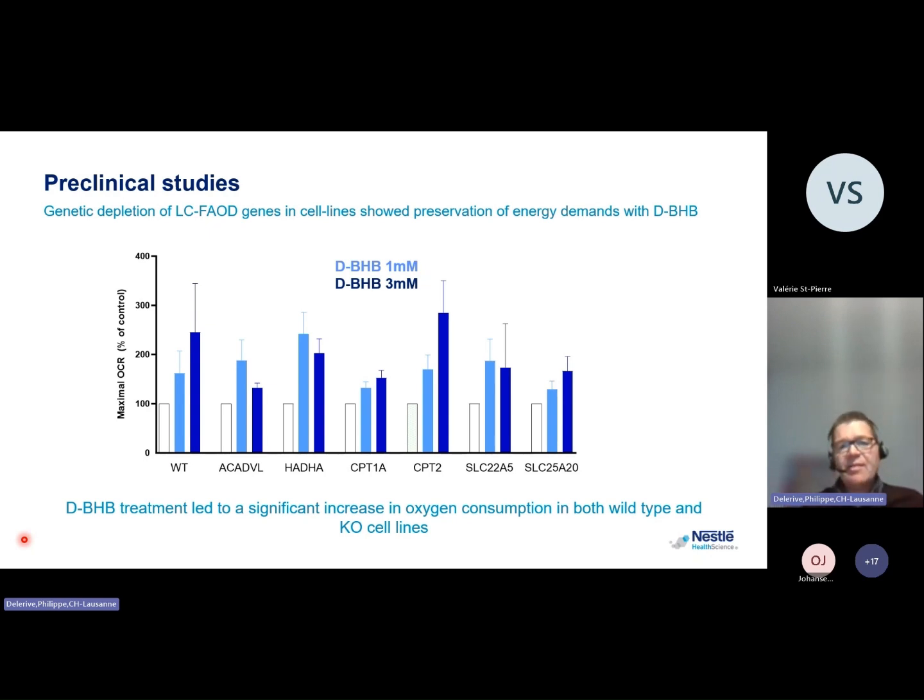What is interesting is depending on the severity of the phenotype, and I can tell you that these cells grow at different speed due to the major energy deficits they have, for BHB you need to reach more or less 1 to 3 millimolar. For certain cell lines, we even saw the peak at lower level, at 0.3 or 0.6 millimolar. So we had some interesting data in vitro suggesting that DBHB could serve as an alternate fuel source for these cells.